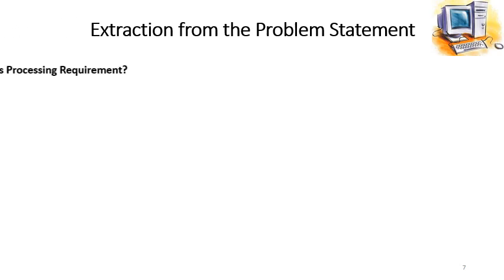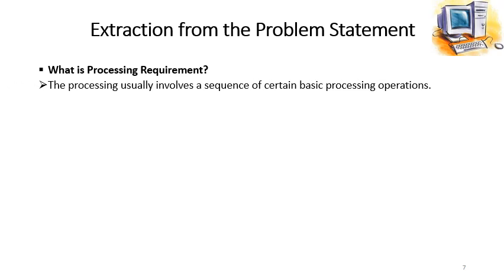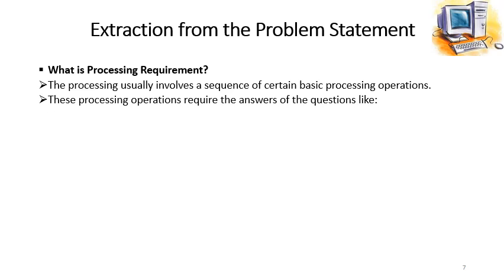What are the processing requirements? Once we explain the input, then on the basis of that input they will decide what the processing requirements will be for processing that input data. The processing usually involves a sequence of certain basic processing operations. These processing operations require the answers to questions like how can the output be produced. Before processing the input data, we must know what kind of output is required.